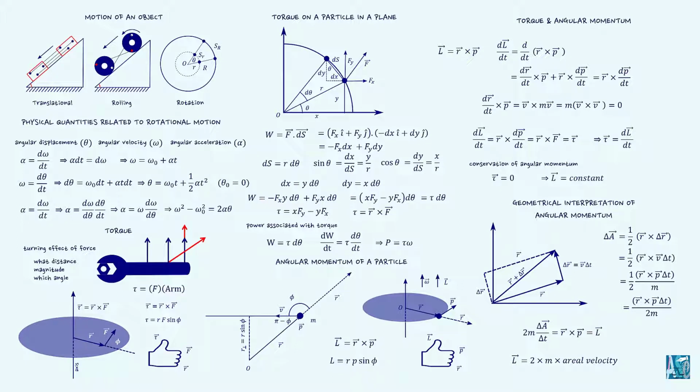Hello viewers. In this chapter, we will discuss two crucial physical quantities related to rotational dynamics, torque and angular momentum. Before going to the rotational dynamics, let us first recapitulate the motion of an object with examples.